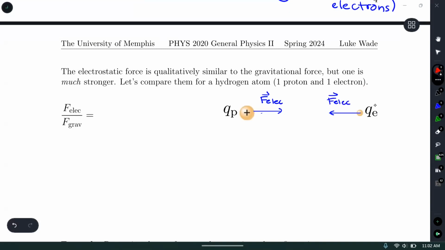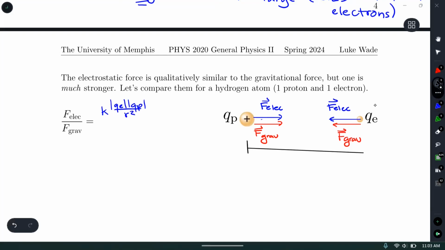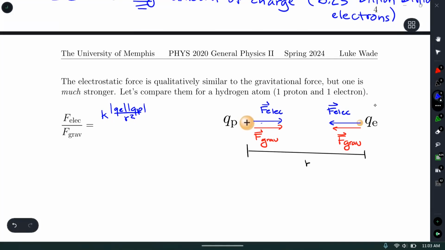You're also going to exert gravitational forces. And I'm going to draw them the same length so that we don't cheat and just base it on that. The electrical force is K times the magnitude of the electron charge times the magnitude of the proton charge over the square of the distance between them. I've not put a distance. It's going to turn out it won't matter, but we could just pretend it's some particular distance, 1 meter if you want, or whatever the orbital radius of that electron is in the hydrogen atom.